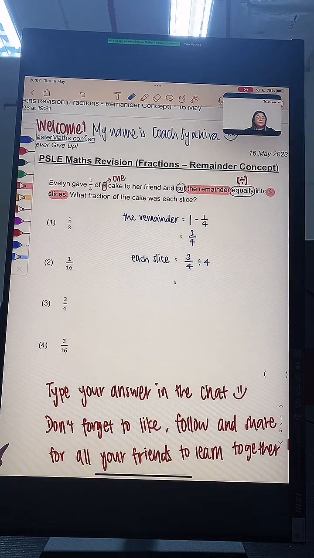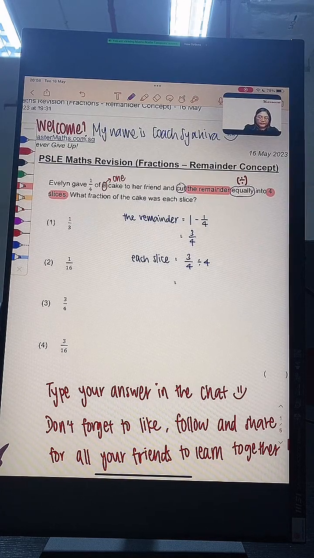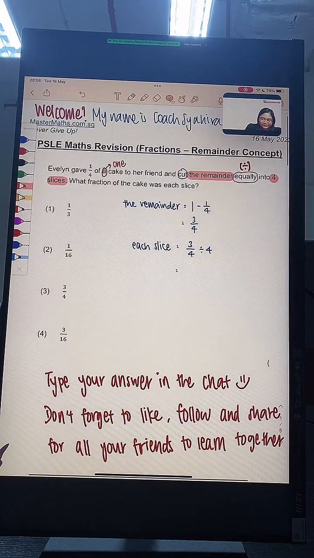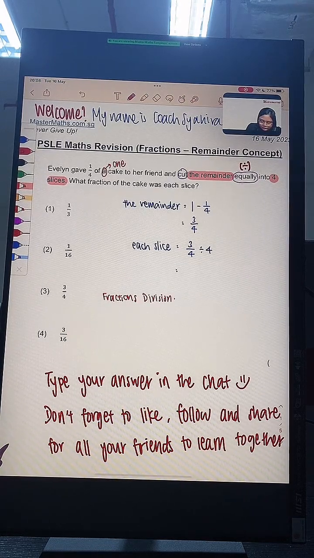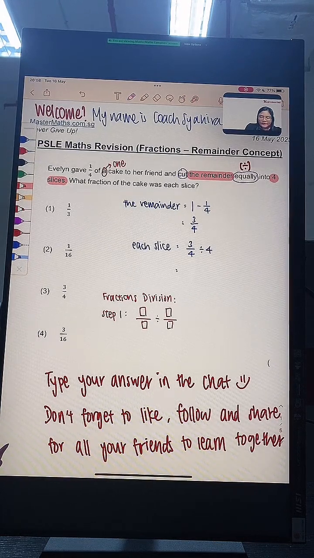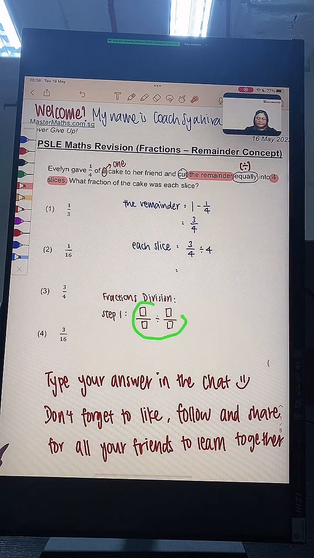Now, do we remember how to divide fractions? I see that most of you have typed in divide by 4. You are right. To divide fractions, the first step, let me write this down. For fractions division, step 1, you want to make it look like something out of something, divide by something out of something. So you want it to have this template.